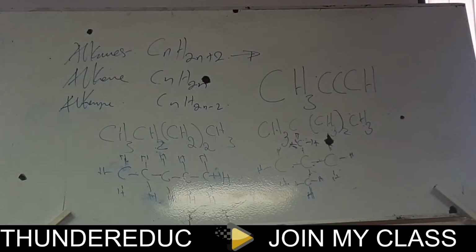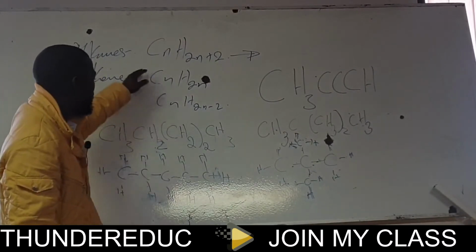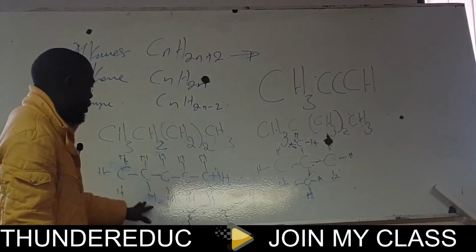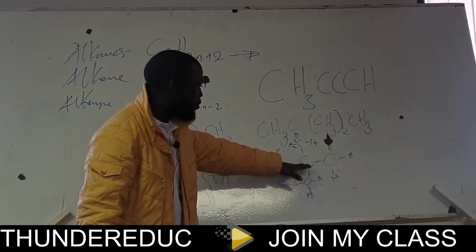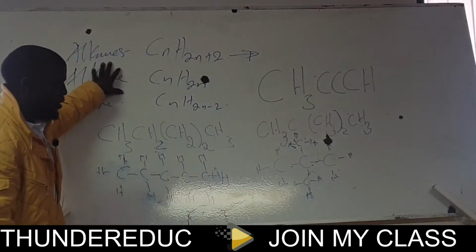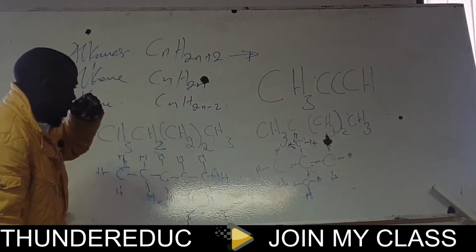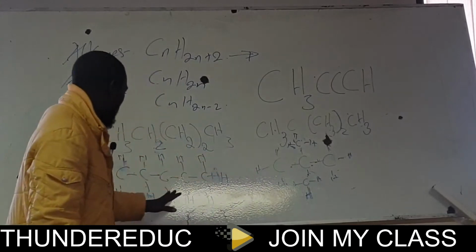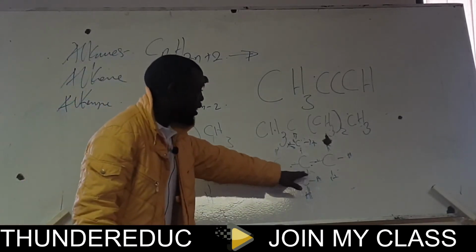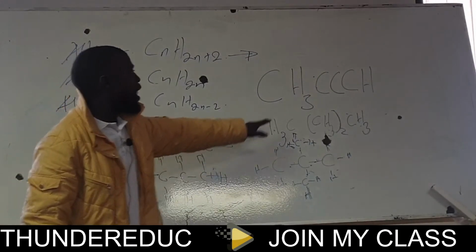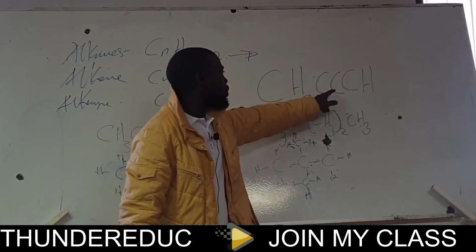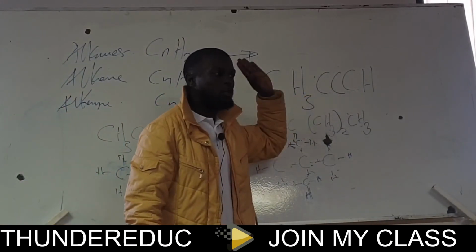She's asking which homologous series these examples belong to. Because this is a single bond throughout, it's going to be an alkane. Even this one is single bond throughout, it's going to be an alkane. Isn't it? This one is an alkyne, because it has a triple bond in between.